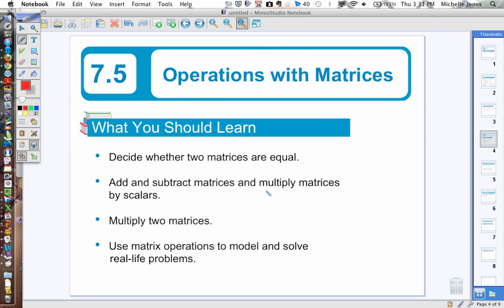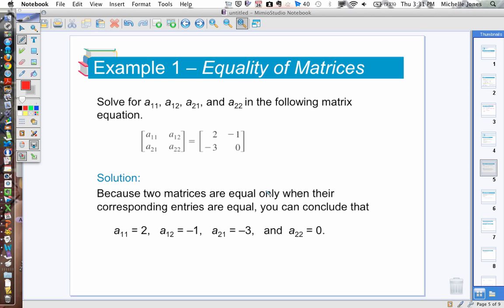That finishes 7.4. So we're going to go right into 7.5, operations with matrices. So here we're going to determine whether 2 matrices are equal. We're going to add and subtract and multiply by scalars. Then we're going to multiply matrices together. And then, of course, some real-world problems. So let's go. What are we waiting for?